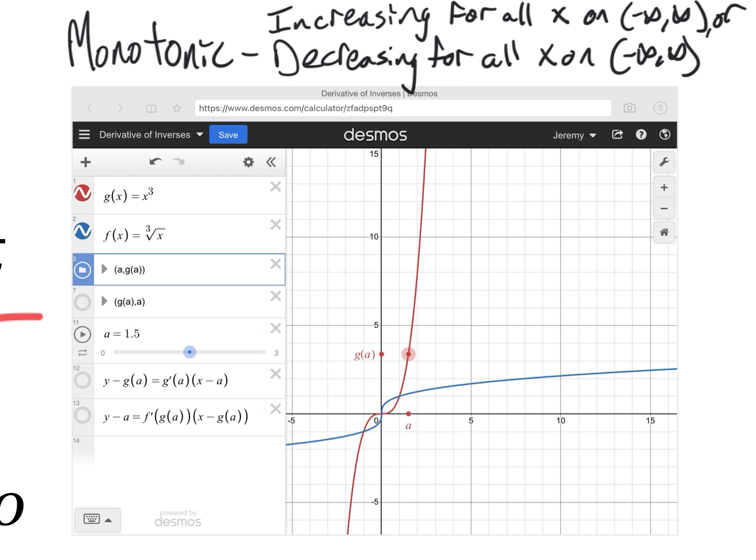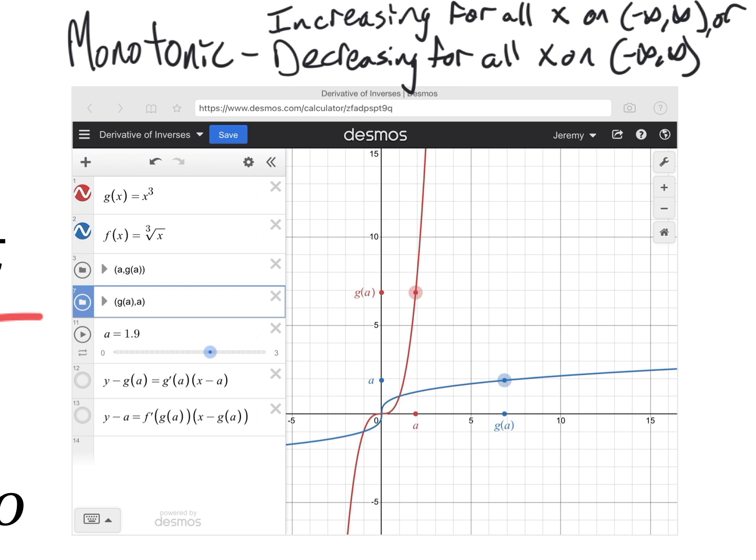Since this is the inverse, remember an inverse flips the x and y coordinates around. So the point on here will be g of a comma a. Notice they're reversed. So here's the point g of a comma a. Now we're going to call this function f. These are inverses of each other. And we can move these points around: a, g of a is on the red one, and g of a comma a is on the blue one.